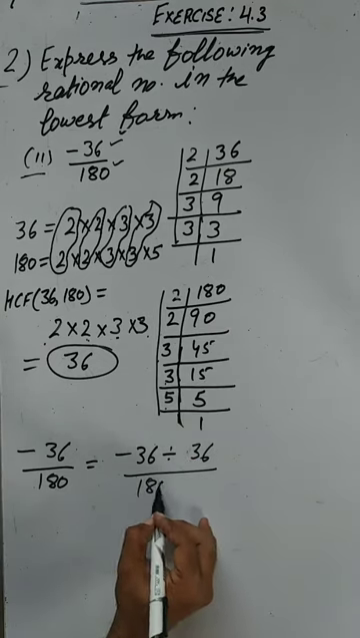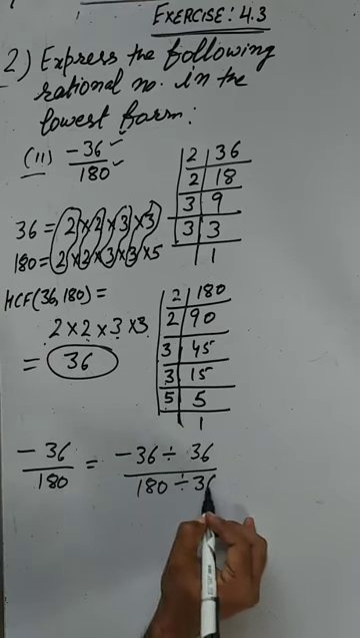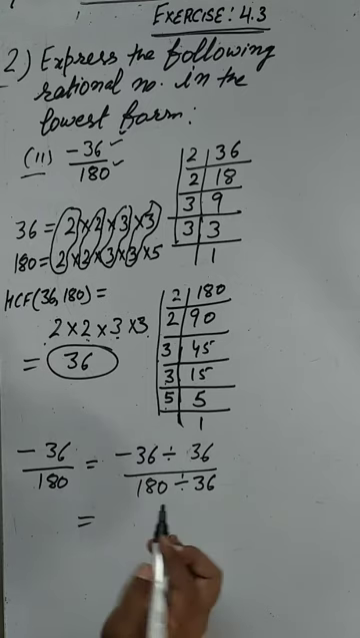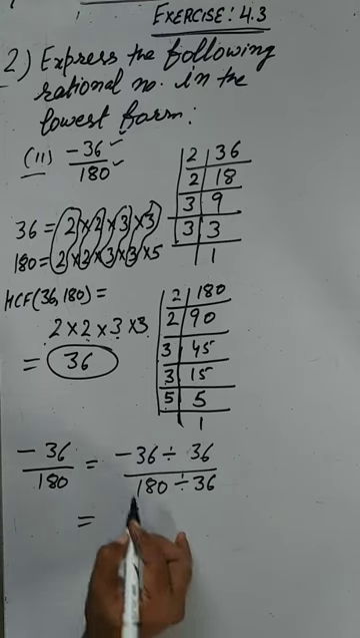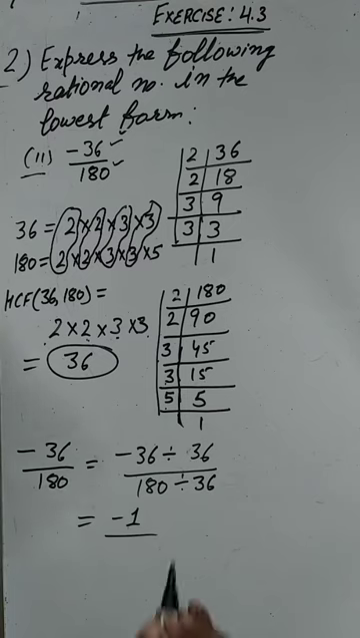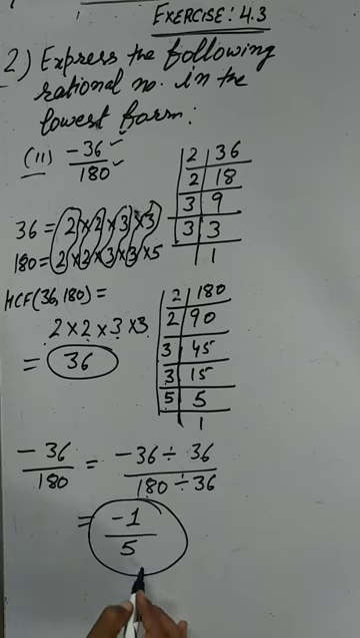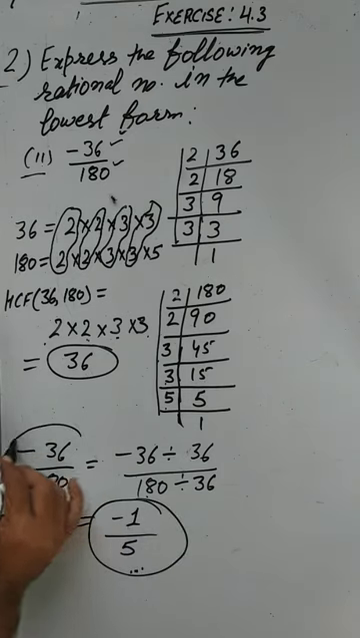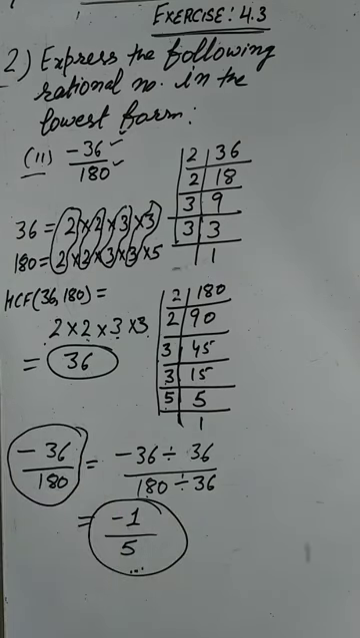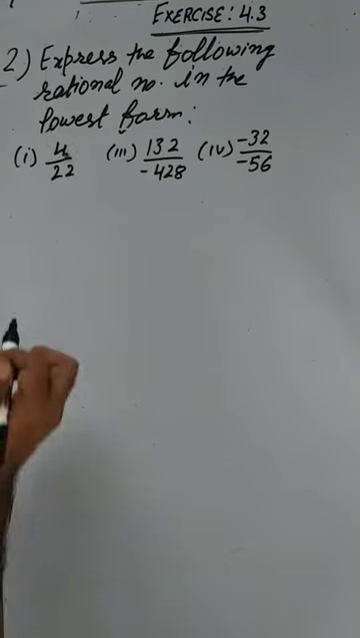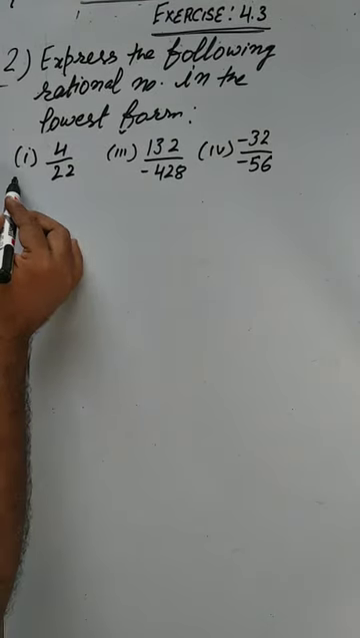And 180 also divided by 36. 36 upon 36, 1 and sign of minus. And 180 divided by 36, it is 5. So now this is the lowest form of rational number, minus 36 upon 180. Understood, beta? Yes, beta, these are the pending parts of question second.